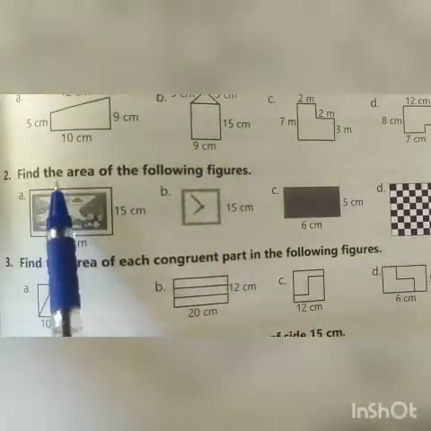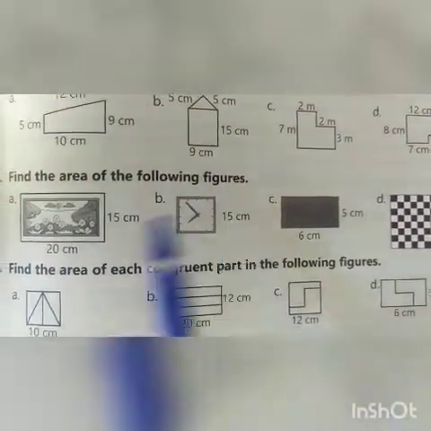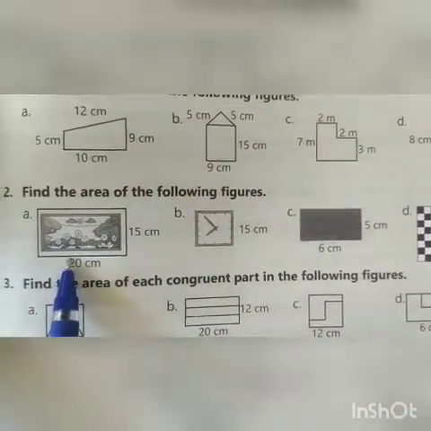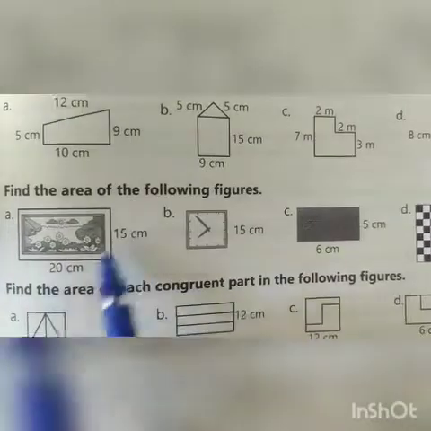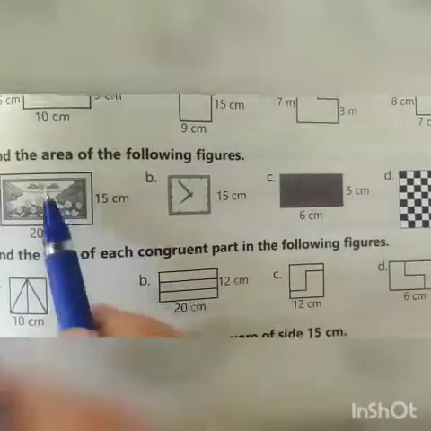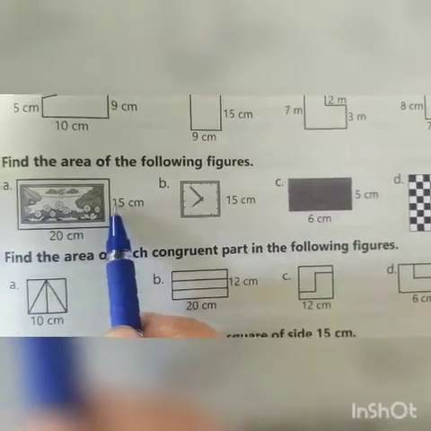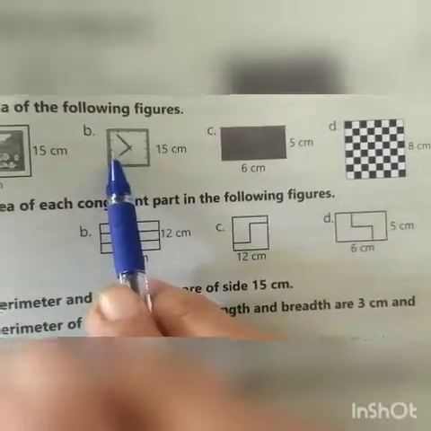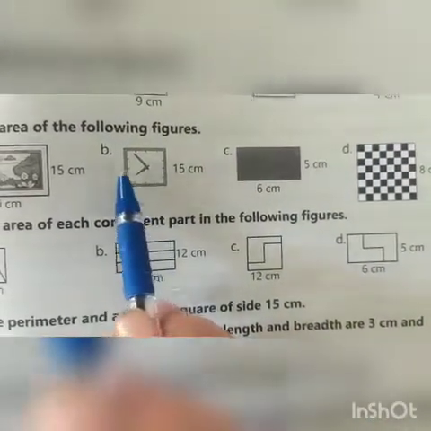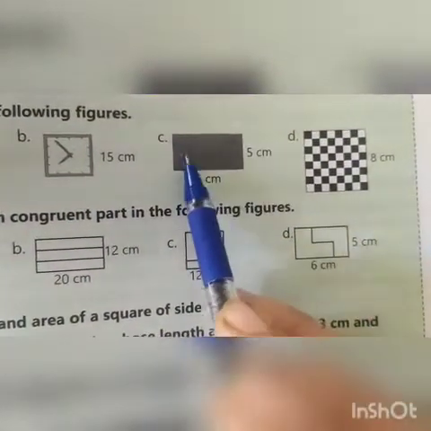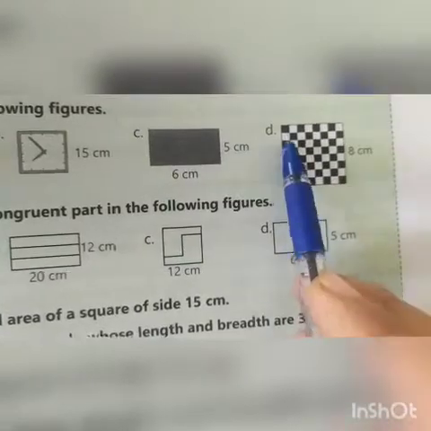Question 2 is: find the area of the following figures. See students, what is the shape? This one is a rectangle because length and breadth are different. In a rectangle, you know opposite sides are equal. What is this shape? This is the square. In a square, all four sides are equal. This one is again a rectangle and this one is a square.